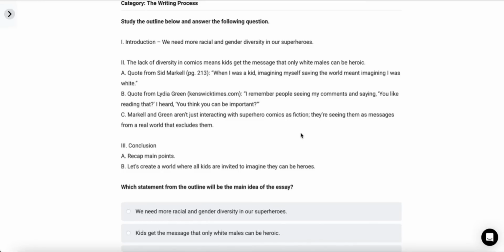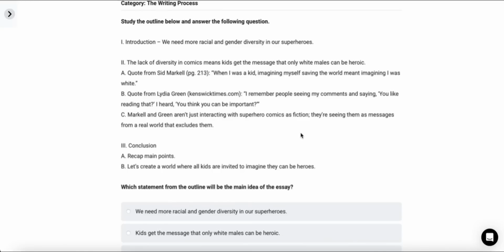B. Quote from Lydia Green, KentswickTimes.com. I remember people seeing my comments and saying, "You like reading that?" I heard, "You think you can be important?" C. Markle and Green aren't just interacting with superhero comics as fiction, they're seeing them as messages from a real world that excludes them.